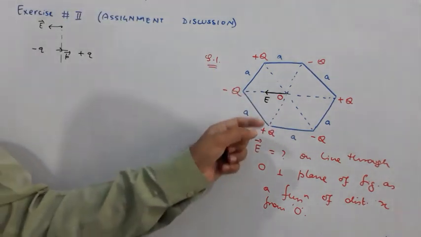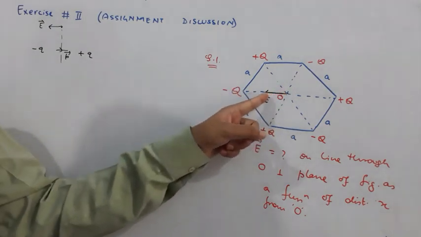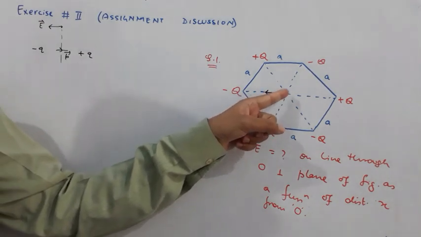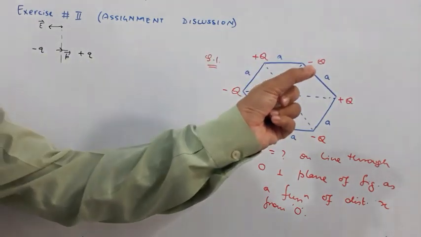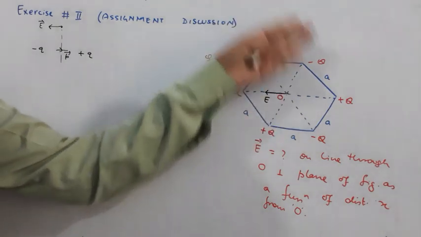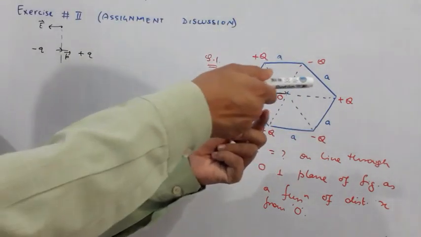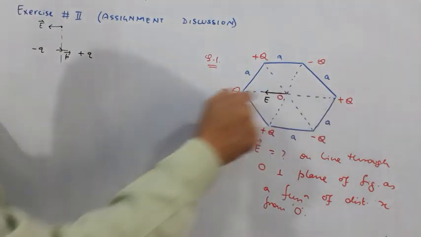Let me repeat it again, students. This is not the electric field at O. What I have represented in the figure is the electric field E vector at a point which is at a distance x. It comes out of this plane at a distance x on the line perpendicular to this figure passing through O. There the electric field will be in this direction like this. This is the direction of electric field due to this dipole.